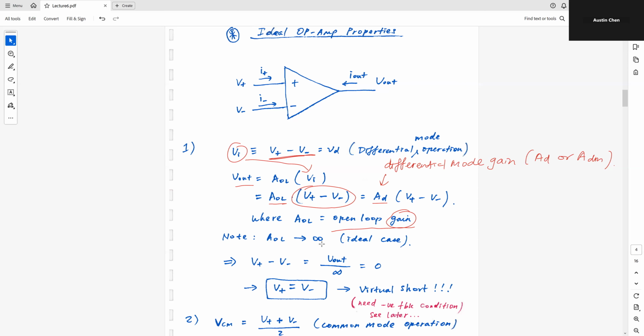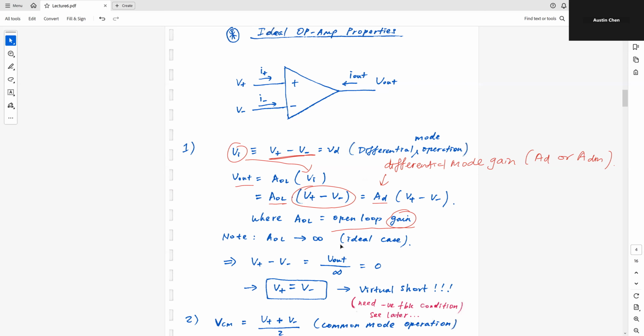Okay, so in other words, I'm going to take this small signal, this small difference, multiplied by a very large number. Ideally, I want this large number, the open loop gain A_OL, to be as large as possible, all the way to infinity. Well, why do I want this?